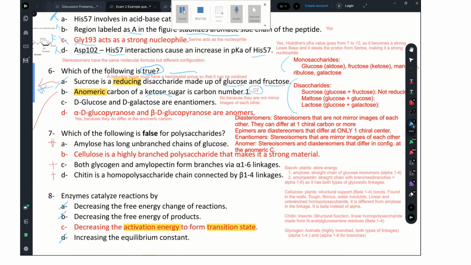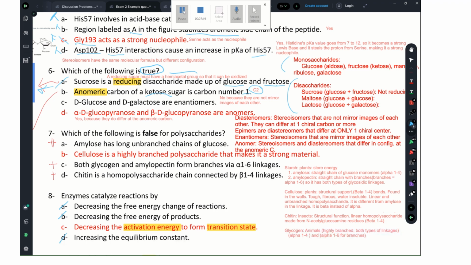Okay, now some more definitions, and you should probably have these memorized. All these definitions you should have memorized. Stereoisomers have the same molecular formula, but different configuration. That's a stereoisomer. Same formula, different three-dimensional structure.